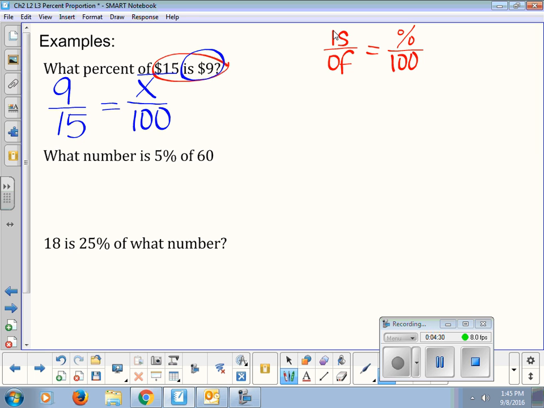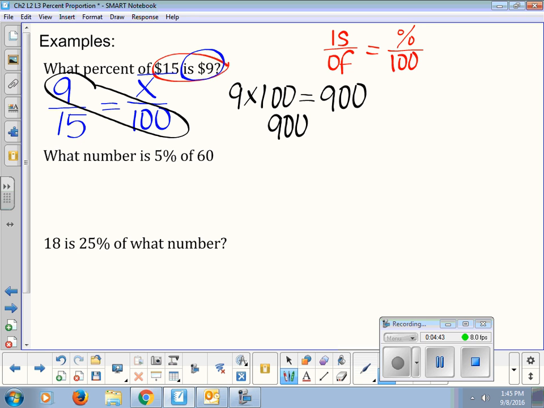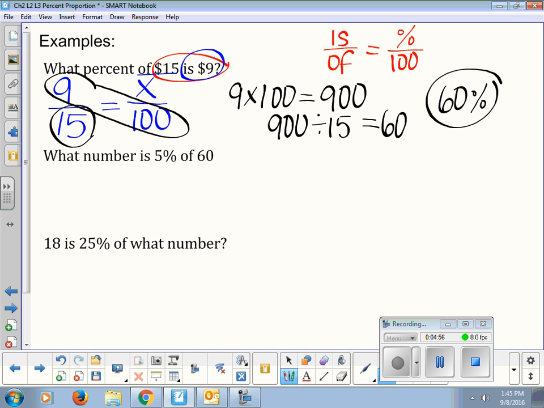When we solve the proportion, what do we have to do? Multiply across and divide. Yeah, we multiply the two numbers we know how to multiply. 9 times 100 is 900, and then we do what with our leftover number? Divide. So we're dividing by 15. Equals 60. So we know that 9 is 60% of 15.